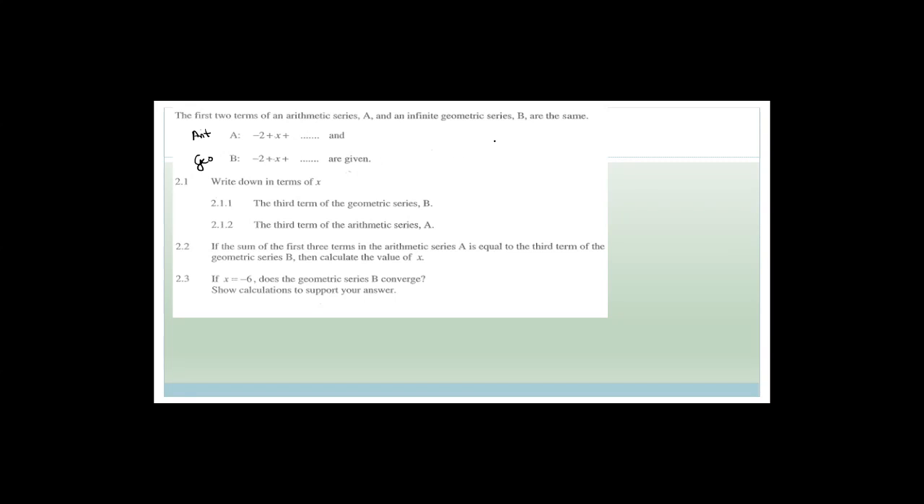Do you agree that for a geometric series, t3 divided by t2 has to equal t2 divided by t1? That's the way it works. In other words, we want to find the ratio. To get the common ratio, we go t2 divided by t1. So the common ratio here is going to be x divided by negative 2, so r is x over negative 2. Now we need to find the next term. We take x and multiply it by x over negative 2, so we end up with negative x squared over 2. That is going to be the next term, minus x squared over 2.